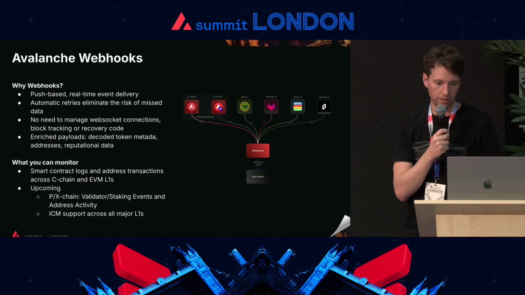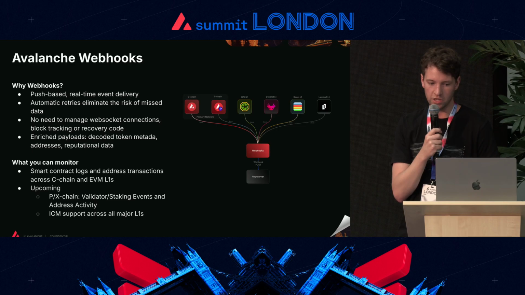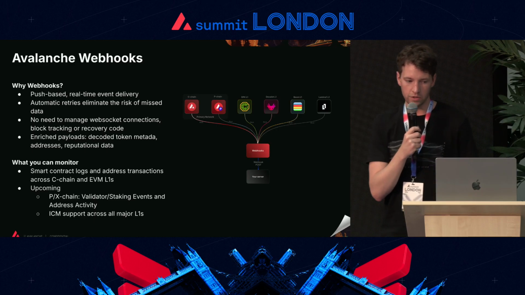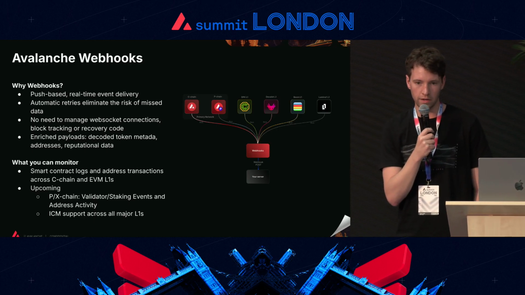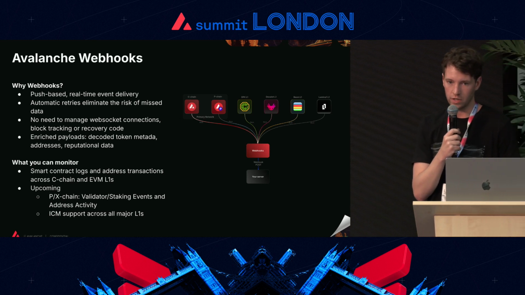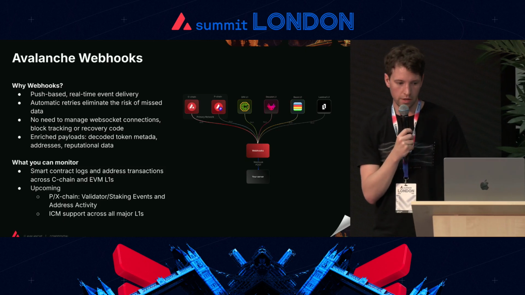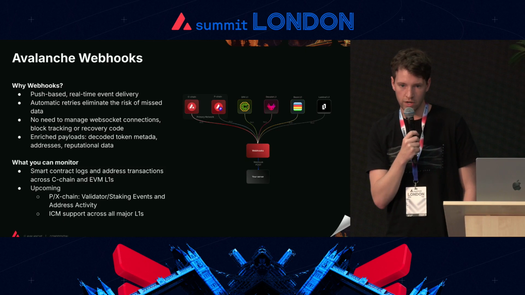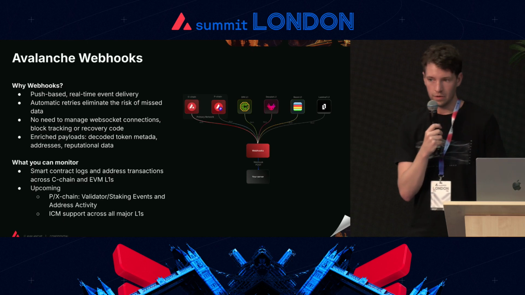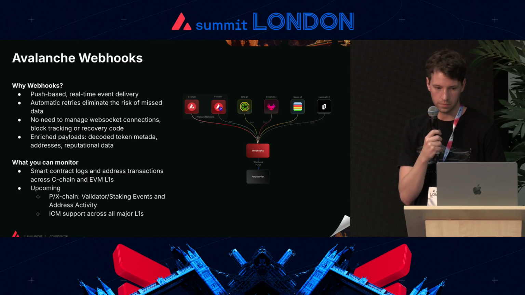So Avalanche Webhooks eliminates this complexity. All you need to do is subscribe to an on-chain event that you care about, an ERC20 transfer, an NFT mint, an LP pool creation. We push encoded enriched data directly to your backend, so no sockets, no decoding, no rehydration. And we do have automatic retry, so if your server goes down, as soon as you come back up, we'll ensure guaranteed delivery to you.